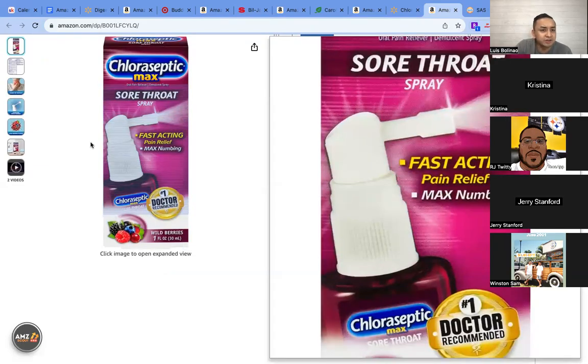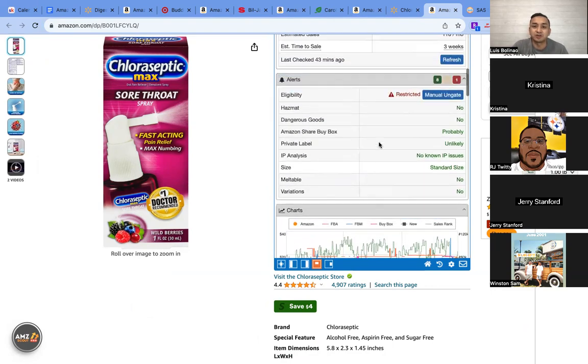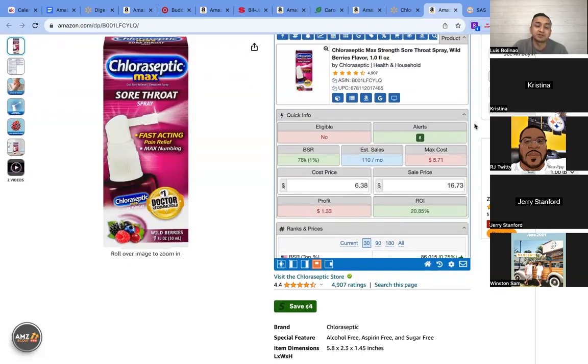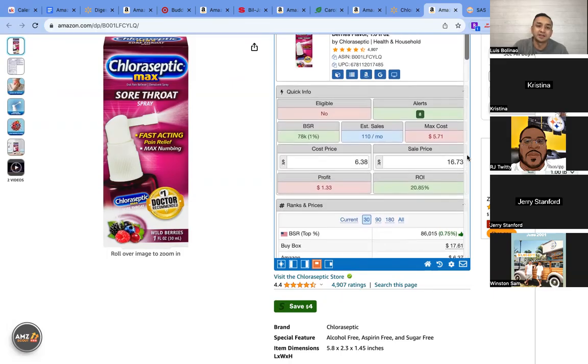And then Liz is asking, are there products you avoid because of issues, like baby products or anything? Products that I avoid. Let me think. Not usually. If the numbers make sense, I usually go for it. So if the numbers make sense, I usually buy it, as long as I can sell it.